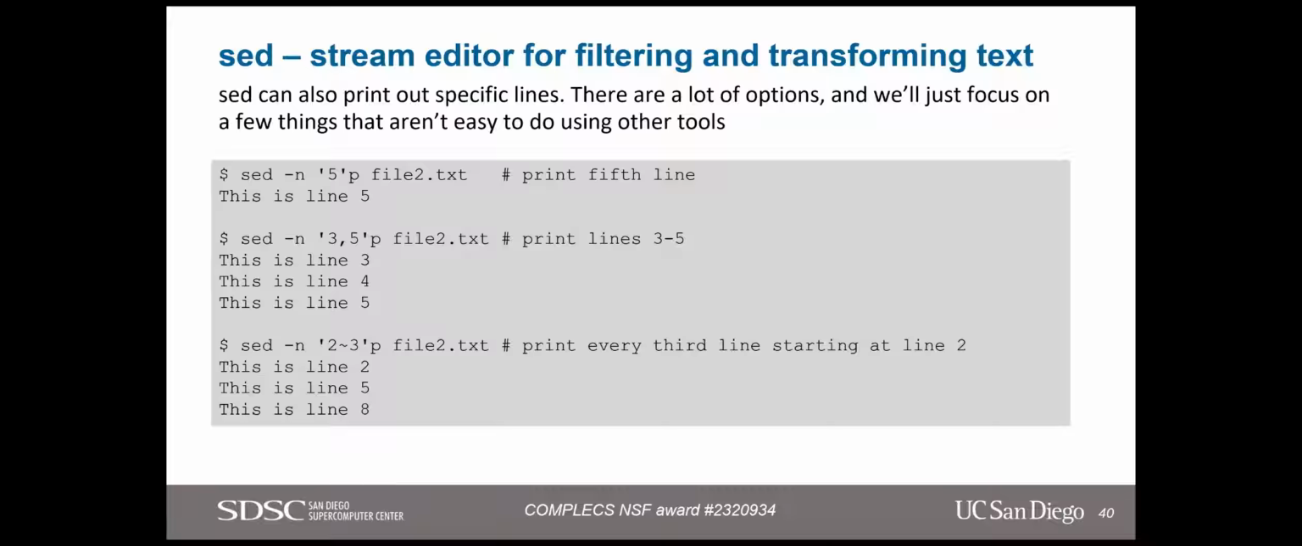In the second one, we can ask it to print a range of lines. So we're asking it to print lines 3 through 5. And the third one allows us to indicate where we want to start, similar to the above. So we want to start at 2, and then we want to print every third line.